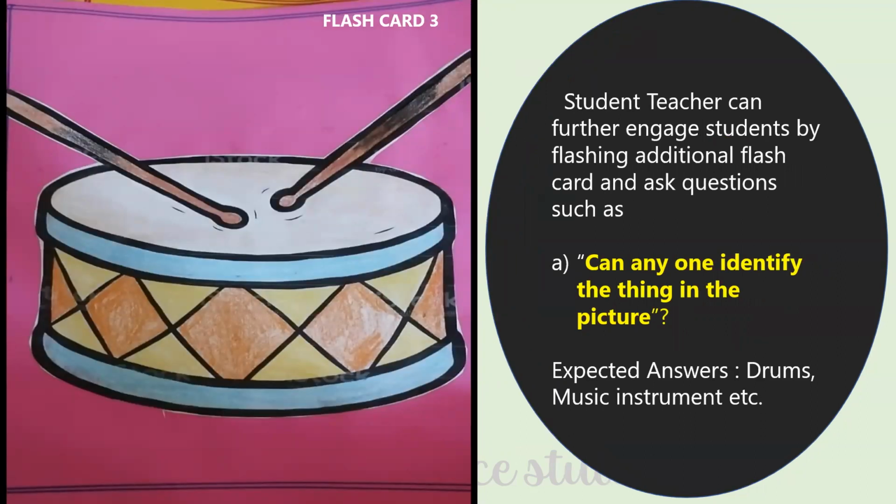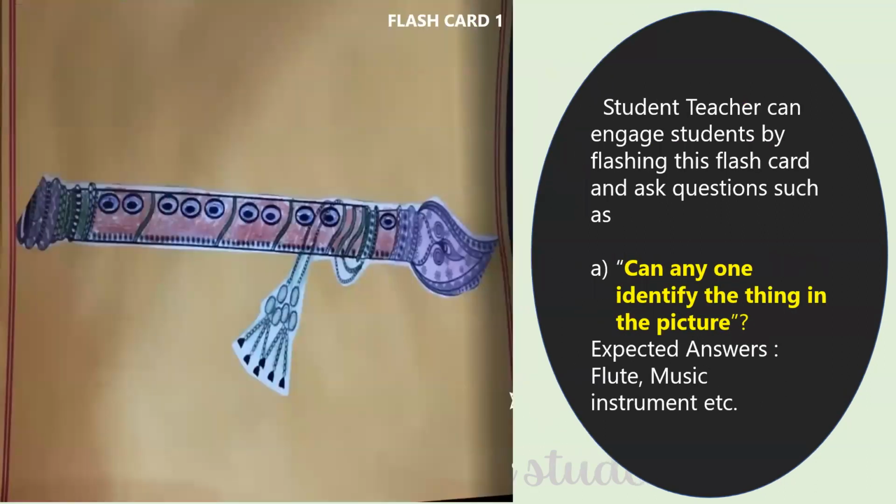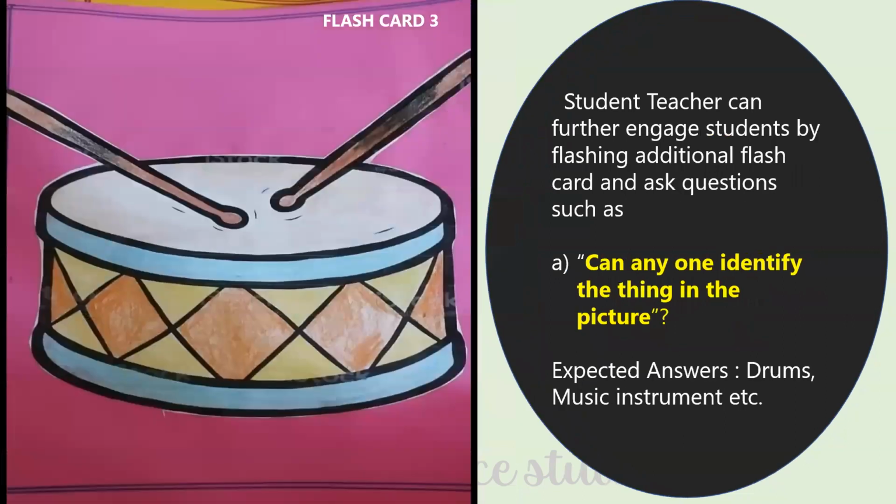As you can see, we have a percussion instrument. Earlier we had a string instrument. Now this is a wind instrument. So there are 3 different types of instruments put into the form of flashcards, and questions are asked to the students by the student teacher. This is a wind instrument. Again, this is a string instrument. Now we have a percussion instrument. Again the same question: can anyone identify the picture? The answers expected from the students could be drums or musical instruments.